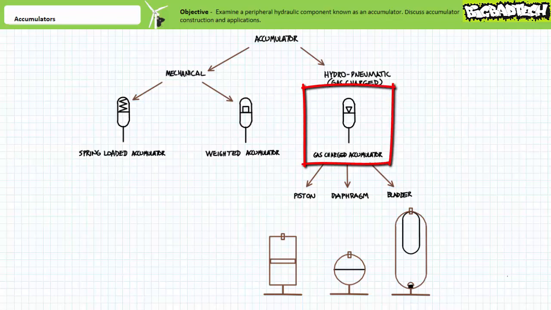The other class of accumulators, gas-charged or hydro-pneumatic accumulators, use compressed gas to exert force on a hydraulic liquid. Gas-charged accumulators are categorized by the barrier used to separate the compressed gas from the liquid, either a piston, a diaphragm, or a bladder. There is only one schematic symbol for a gas-charged accumulator, regardless of construction, that of the base accumulator symbol with an empty arrowhead.